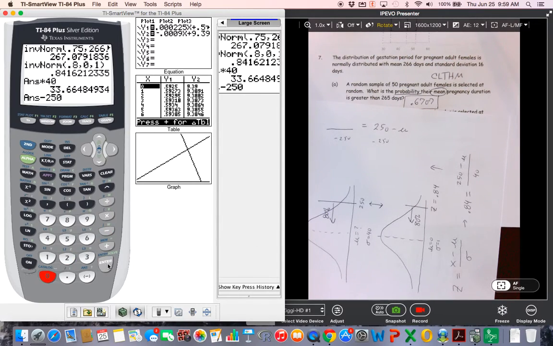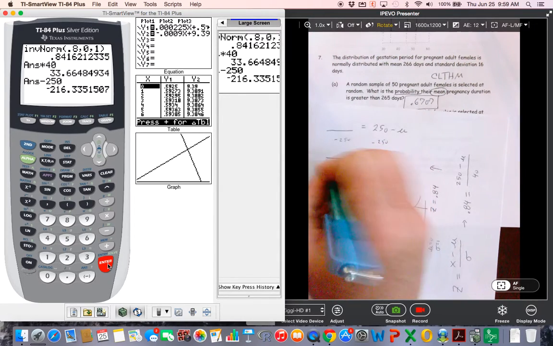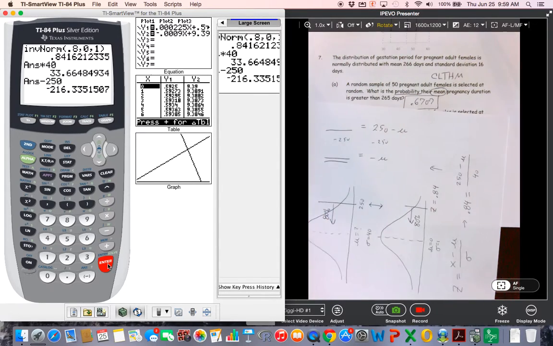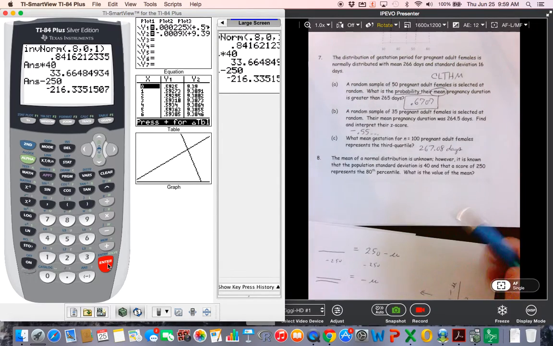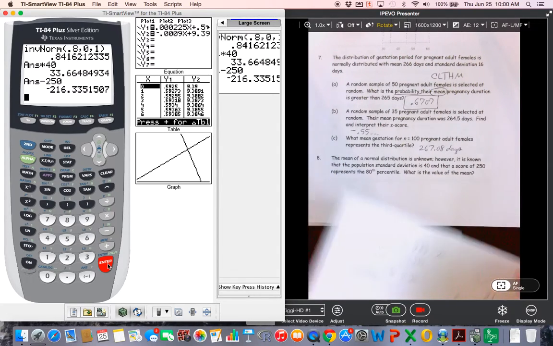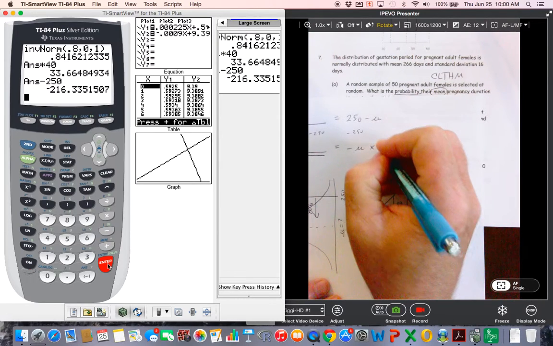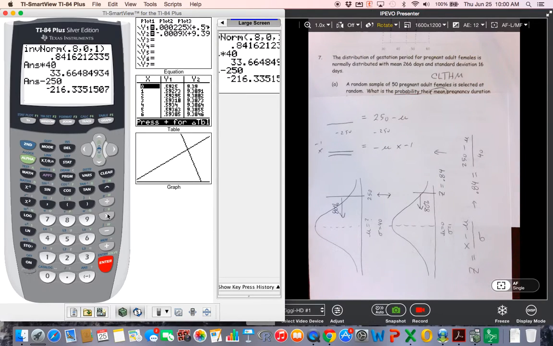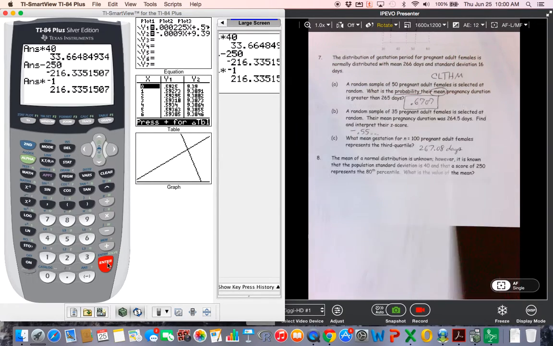Just showing you how to keep a running number in your calculator. So now what I have is that new number in my calculator, and on the right-hand side I have minus mu. Well, it doesn't ask me to find the value for the negative mean, it says what is the value of the mean. So all I have to do is multiply both sides by -1. So I get a mean of 216.34.